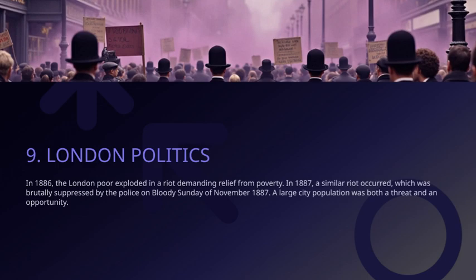Understanding these riots helps us see how the political landscape of London was deeply influenced by the struggles and demands of its people. It underscores the importance of political responses to urban poverty and the complexities of managing such a large, diverse population.